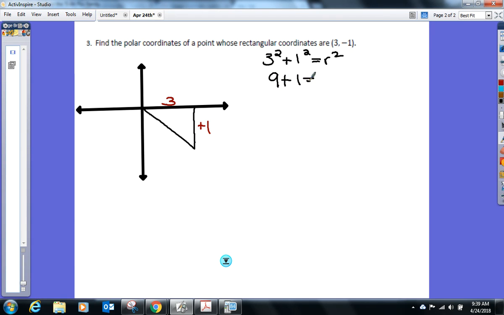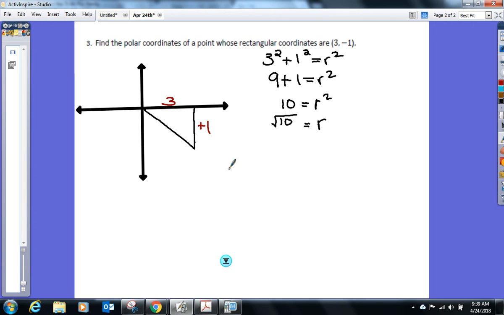9 and 1. r squared equals 10. So the r value for the polar coordinate will be the square root of 10. Can you break 10 down? No, and this is the unfortunate news. Tomorrow you will have a couple where you need to break down if you can. This one I can't though. So there's my r value. Are we ready to tackle the theta?